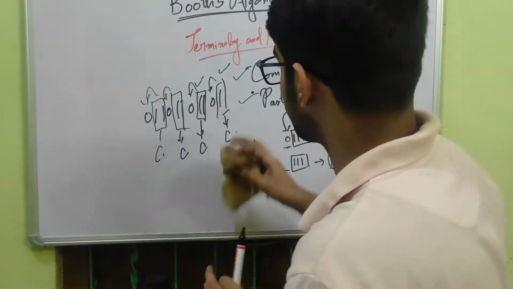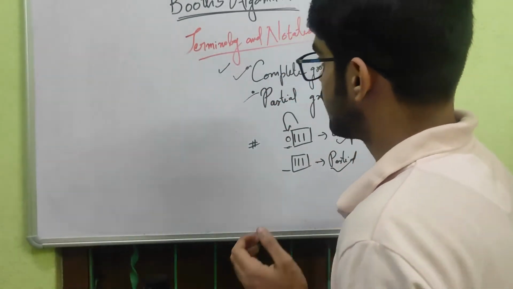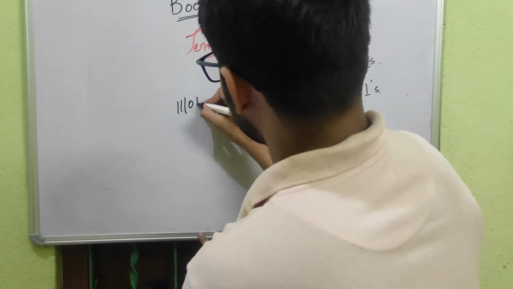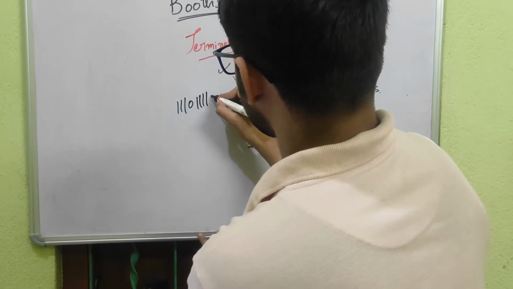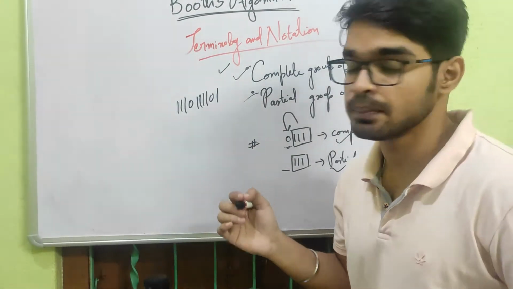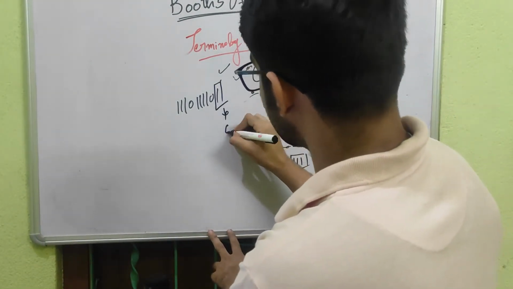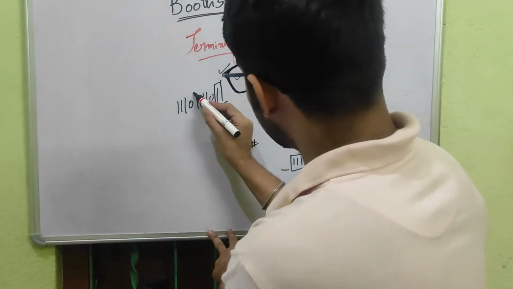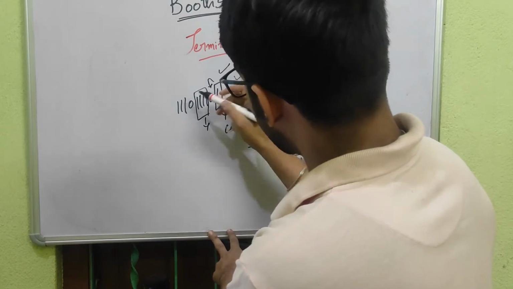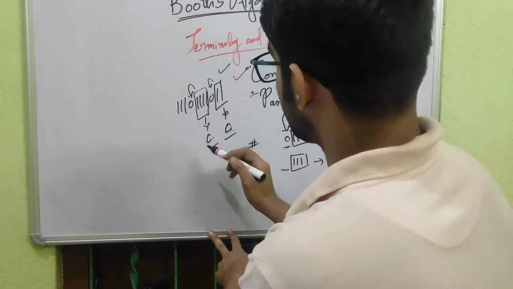Let's take another example for you, say we have 1 1 1 0 1 1 1 1 0 1, right? I hope this is visible. We have just a single block, so this is a complete group. We have another block of 4 ones, and to its left we have a zero, so this is also complete. So these two are complete.